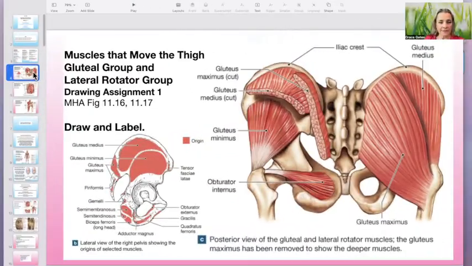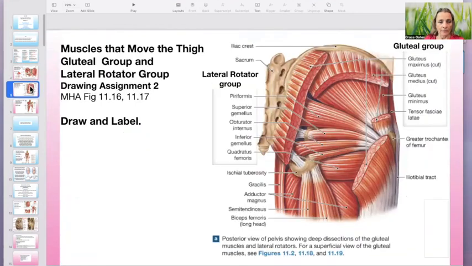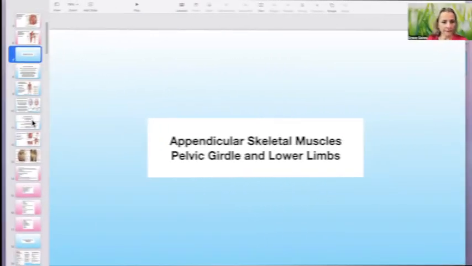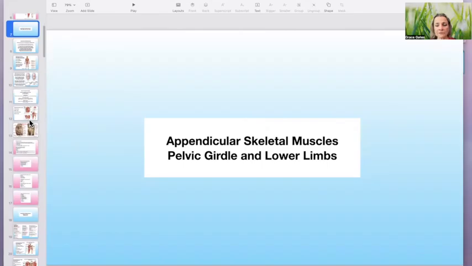Okay, this is the drawing assignment: gluteal group and the lateral rotator group, then the gluteal group and the lateral rotator group dissected, then the iliopsoas group and the adductor group, and the lateral rotator group. A bit, not very much, actually. And so we're ready. So the appendicular skeletal muscles, the pelvic girdle, and the lower limbs.